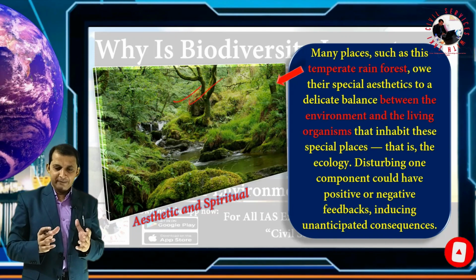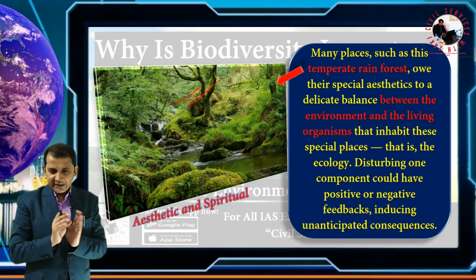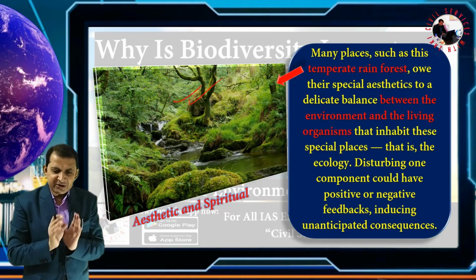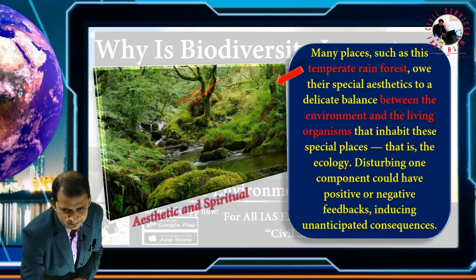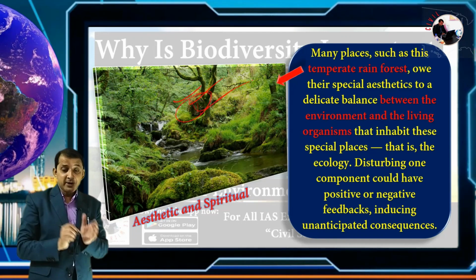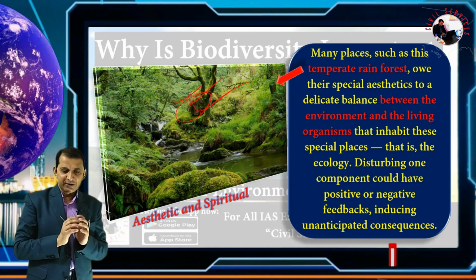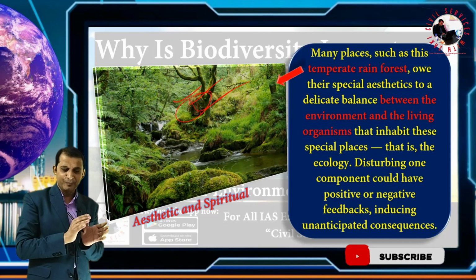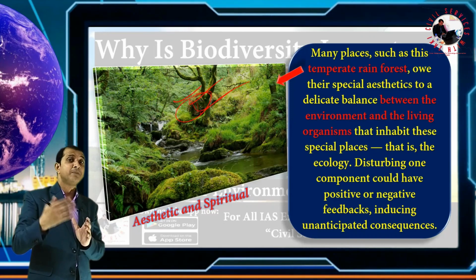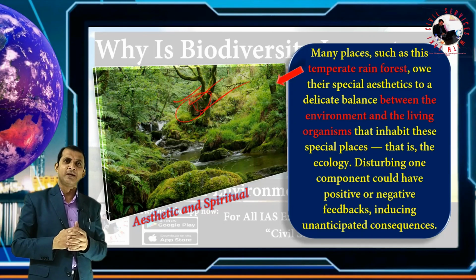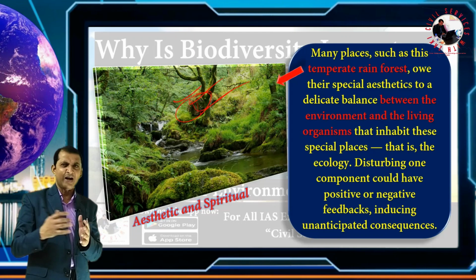So that is the ecology. Organisms inhabit these special places. If we disturb one component, if we remove some plants or some species of animal, its impact could be positive or negative. These positive or negative feedbacks include unanticipated consequences, resulting in unprecedented consequences like the loss of forest and frequent fires.